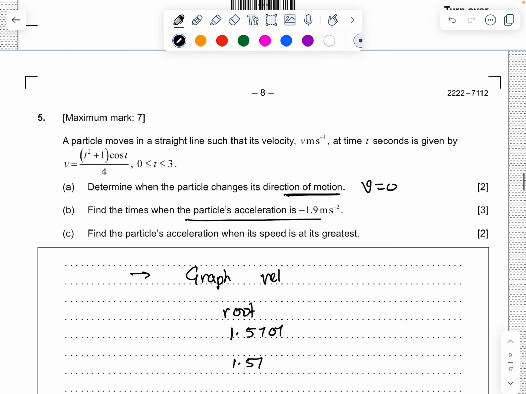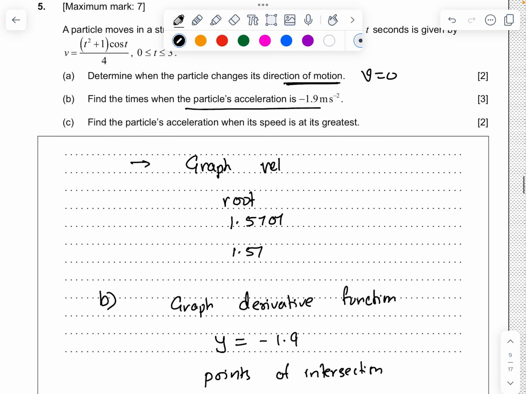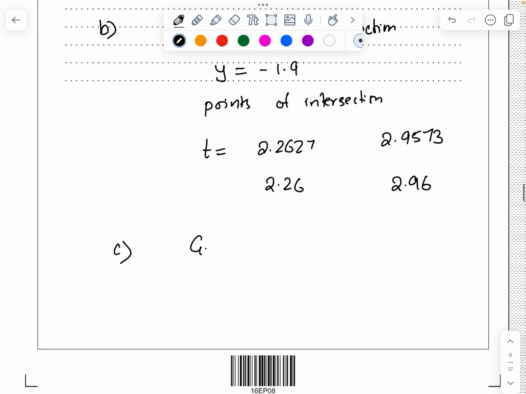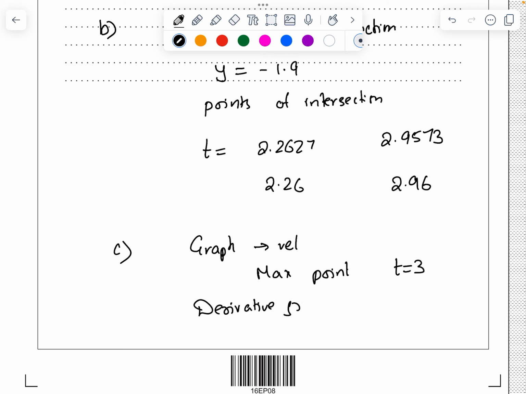Then part C, find the particle's acceleration when the speed is at its greatest. First of all, graph the velocity graph and find the maximum point, and it occurs at t equals 3. Now draw the derivative graph and trace it for t equals 3. You should be able to get the answer as minus 1.84. That's going to be the answer.